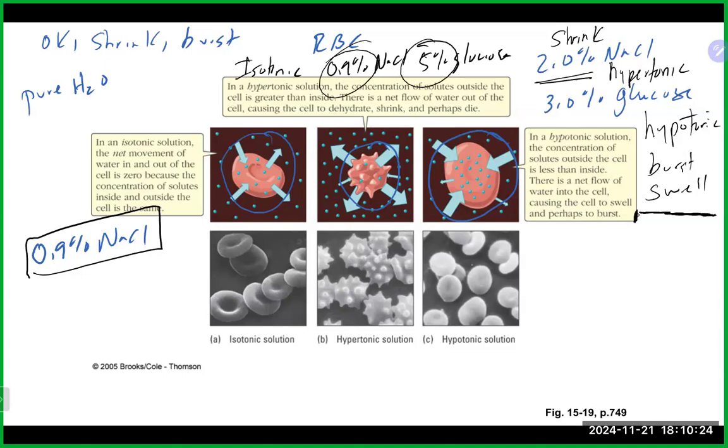0.9% sodium chloride is 0.9%. So that is an isotonic solution. That's going to be all okay. We're going to get nice equal flowing in and out of the cell. Our cell is going to be okay.